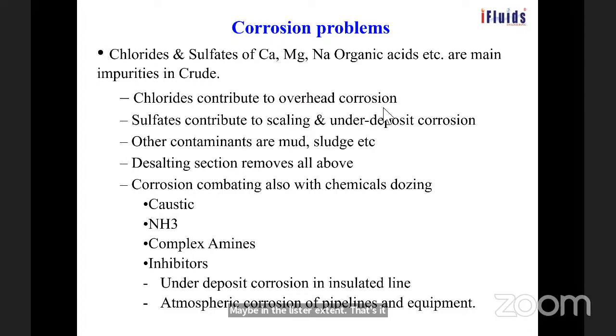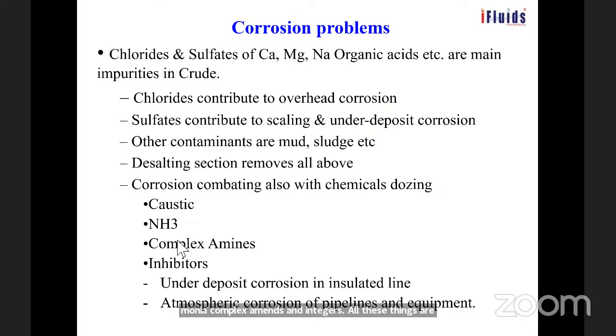The chlorides contribute to overhead corrosion. Sulfates contribute to scaling and under deposit corrosion. Other contaminants are mud, sludge and all. They cause fouling of the heat exchangers. And the desalting section removes them to a large extent. That's how the other units are saved. And corrosion combating also uses chemical dosing: caustic, ammonia, complex amines, and inhibitors. All these things are used to restrict it.